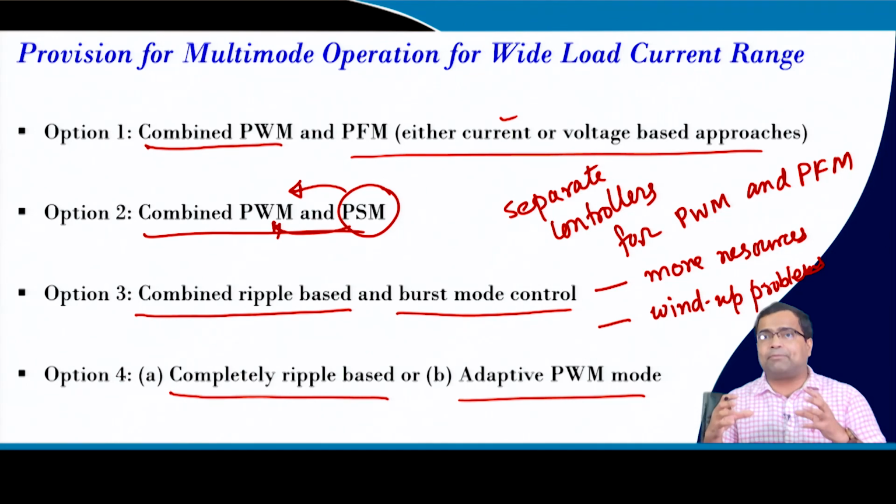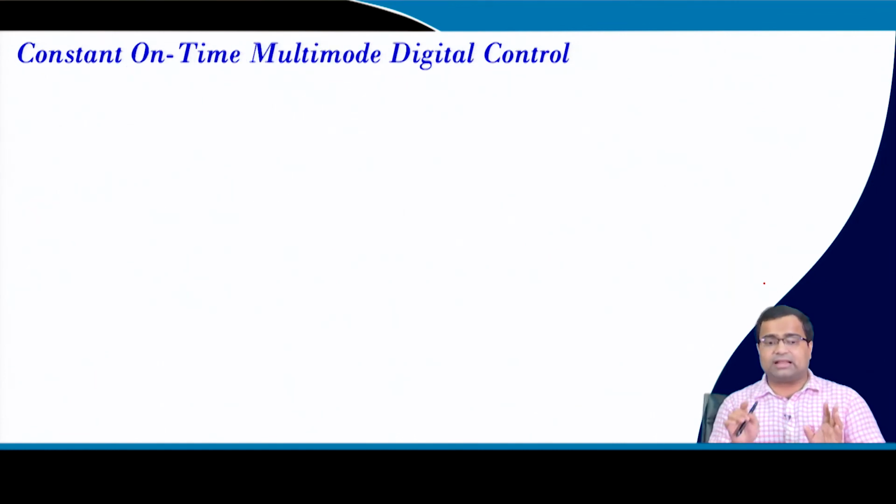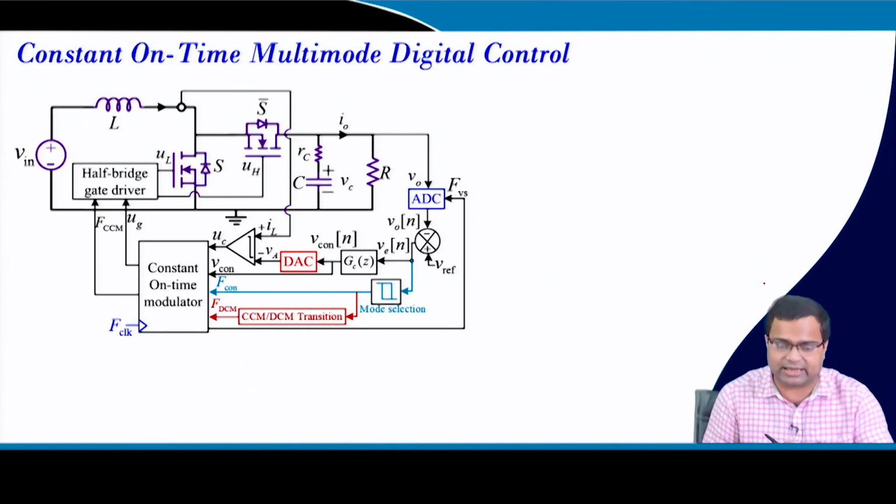So, in order to avoid wind up, that means if you want to achieve anti wind up or smooth transition, or if you want to save resources, the best way is to use a single controller, or at least a single voltage controller for the whole operation of multi-mode, and that is what we are going to do in this technique.